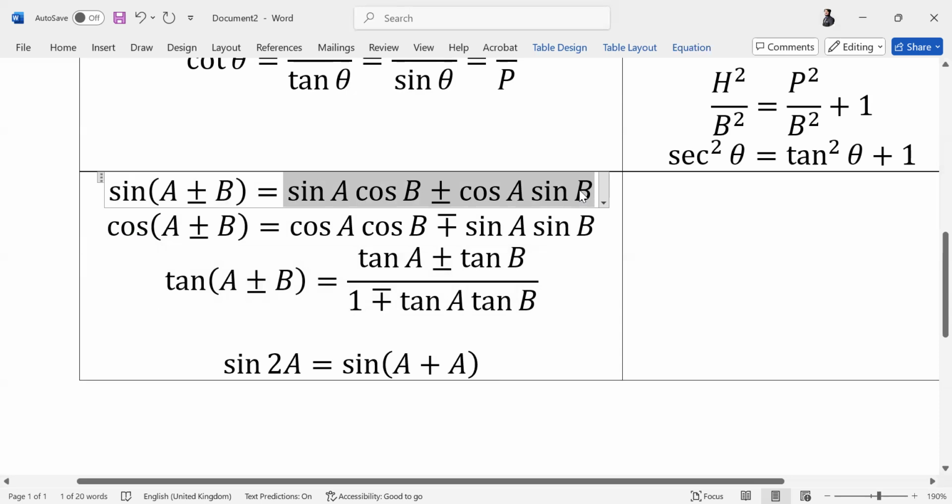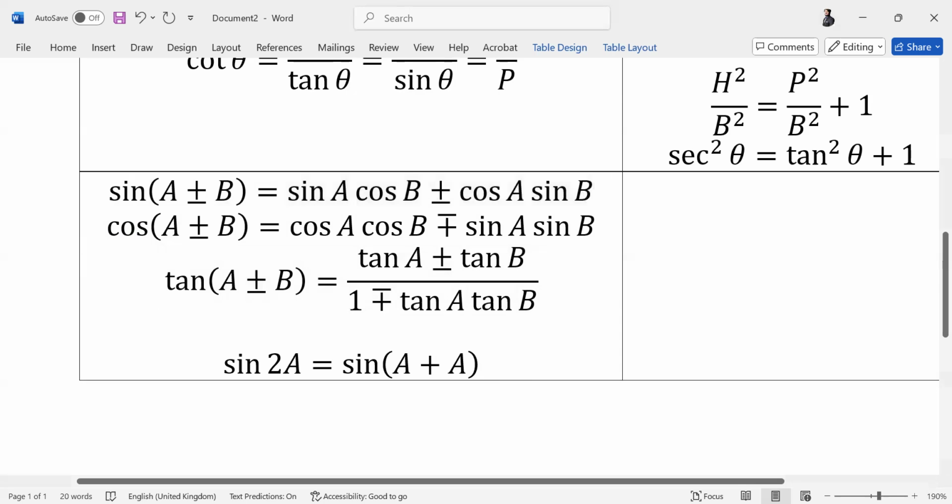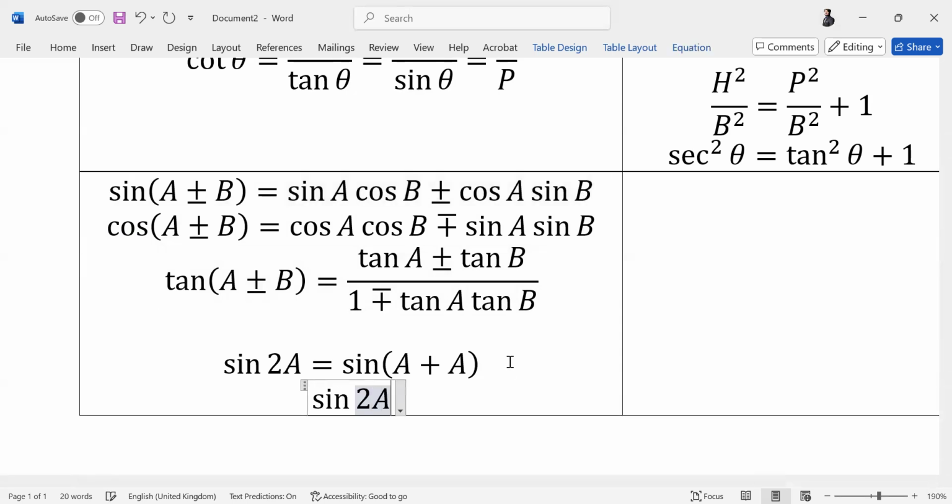If both the angles are A, this was for when one angle is A and the other one is B. What if both of them are A? Give it a go. Tell me what you end up getting? Sine A cos A plus cos A sine A. Is that right? Yeah, so that's 2 times sine A cos A.